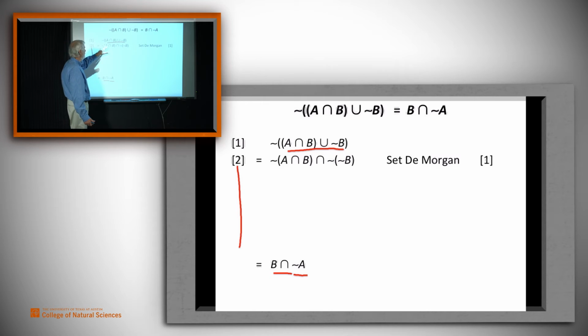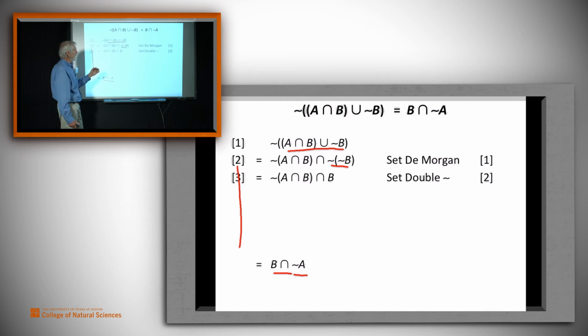So we now have the original expression on the left-hand side is the same as the complement of A intersect B intersected with the double complement of B. Now, I look again at my target down here. The right-hand side has no double complement, yet the form that I'm staring at right here does have a double complement of B. Let's get rid of that. So, using the set double complement property, I have replaced double complement of B simply with B. So that's our next step.